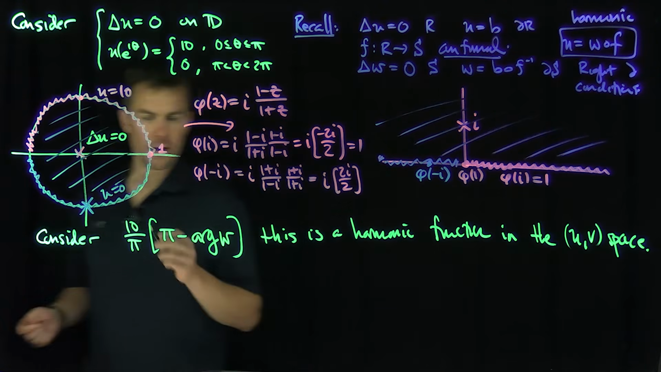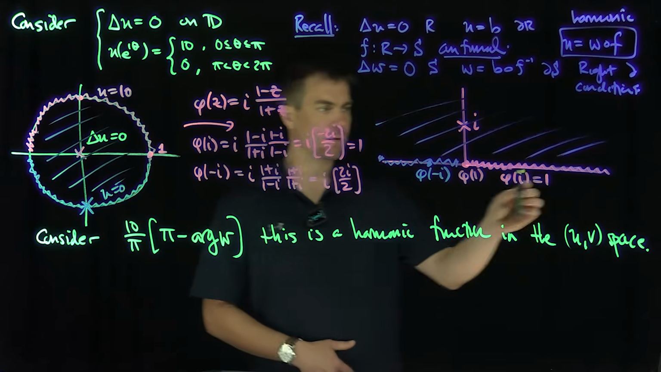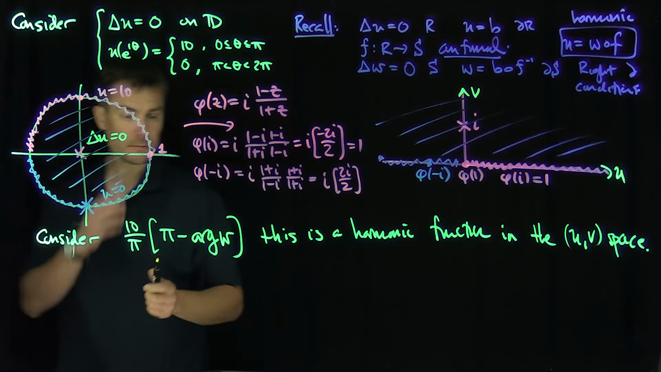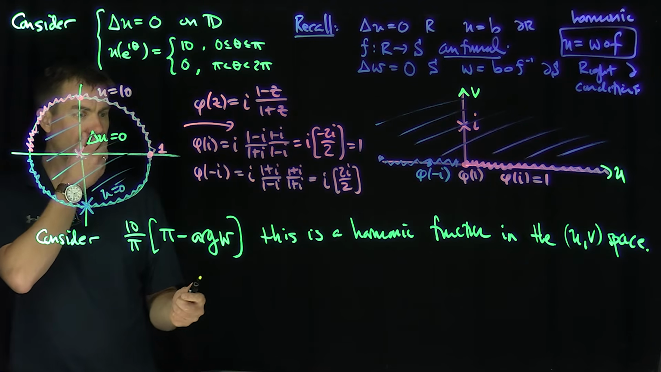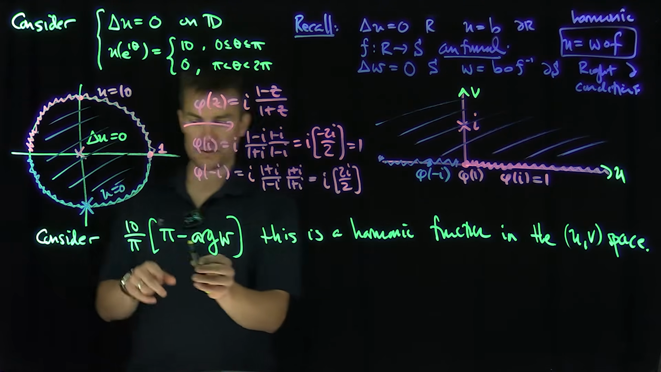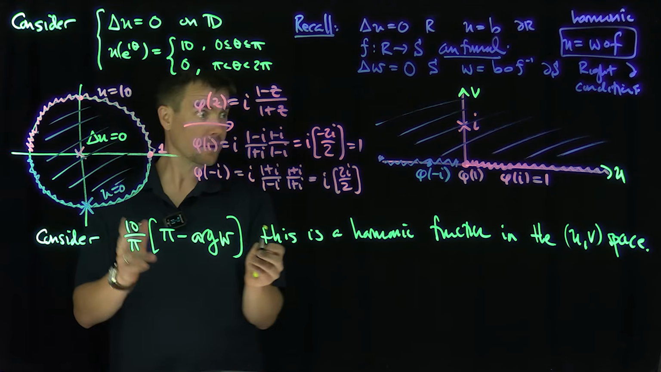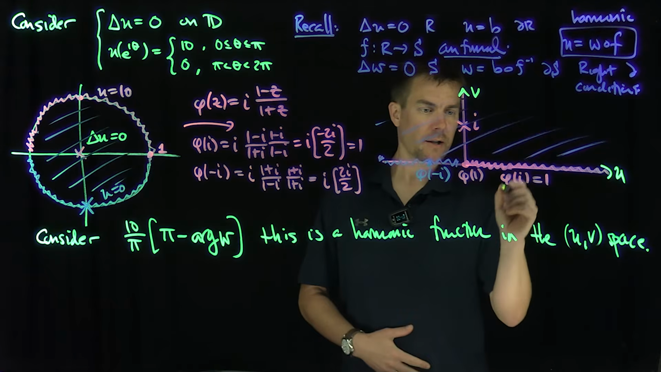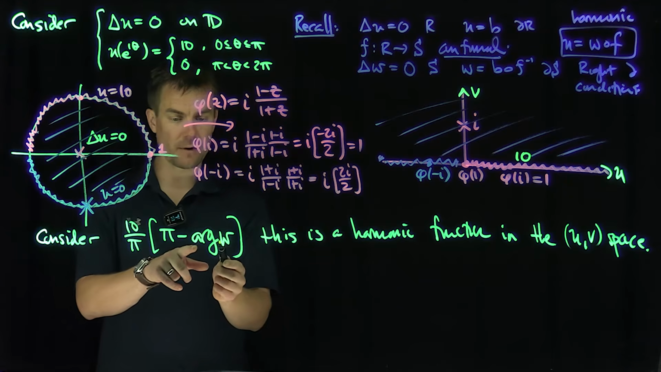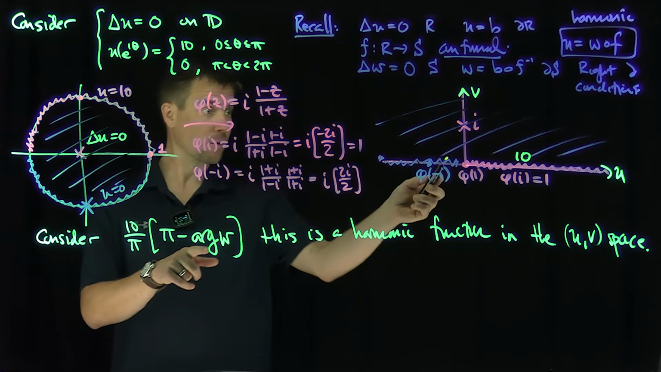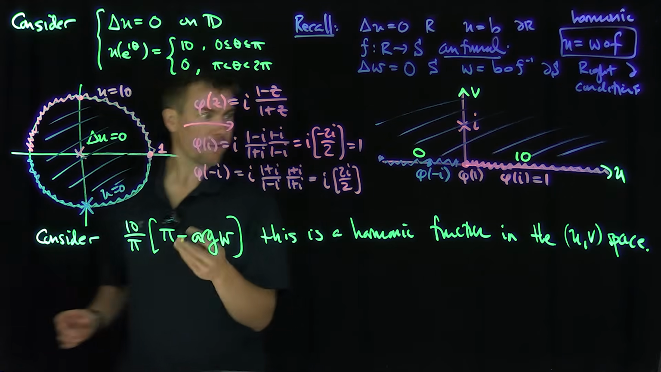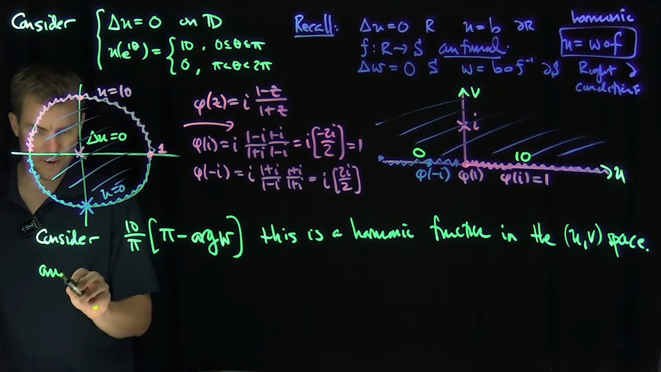Moreover, what do I know? If I plug in any value on the real axis over here, that's u and that's v, right? Well, what's going to happen over here? If I plug in a positive point, the argument is 0. So I'm going to have 10. In other words, this harmonic function is equal to 10 over here. And if I plug in a negative value, the argument's going to be pi. Pi minus pi is 0. So it's going to be 0 over there. So this is a harmonic function in the uv space, and it satisfies the correct boundary condition.